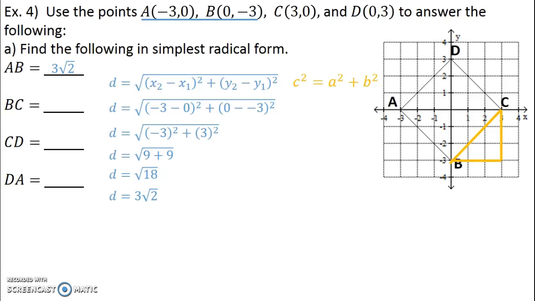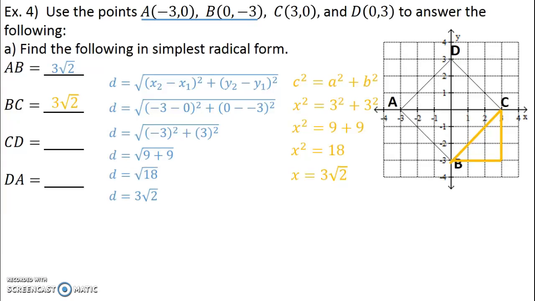So if I draw on the right triangle that is formed by segment BC as the hypotenuse, we can see that there's a leg of 3 and a leg of 3. So if you do 3 squared plus 3 squared, you do 9 plus 9, you will get 18. And we just simplified the square root of 18. The square root of 18 turns into 3 root 2 again. So BC also has a length of 3 root 2.